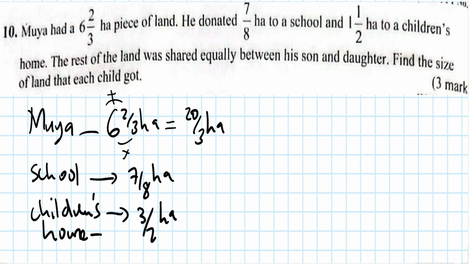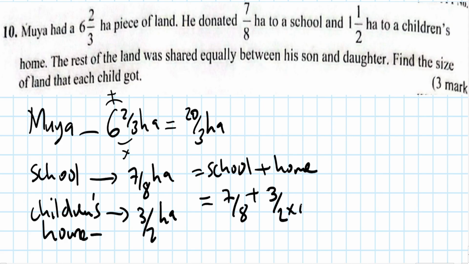Okay, so the rest of the land was shared equally between his son and daughter. So let's find out what's the total fraction if you add school and the children's home. So 7/8 plus 3/2 multiply by 4 multiply by 4 is going to give you 12/8. Okay, so 3/2 times 4 times 4, 12/8. So 7/8 plus 12/8 is 19/8. Very simple. So that the total is 19/8.